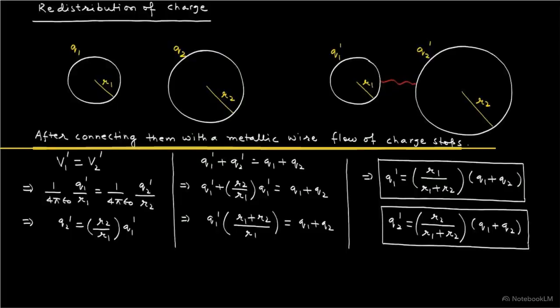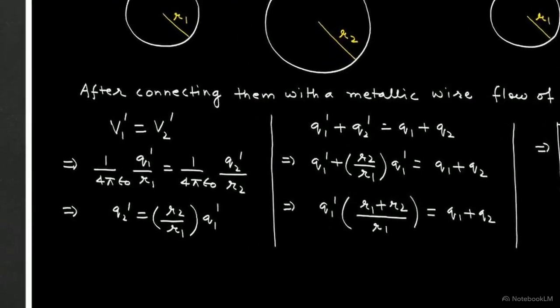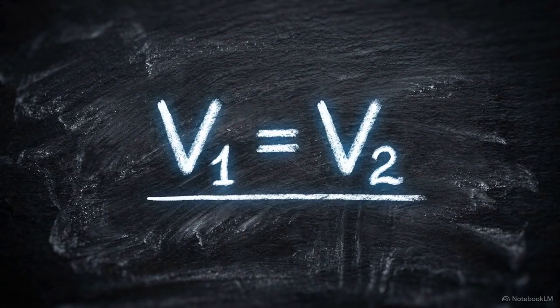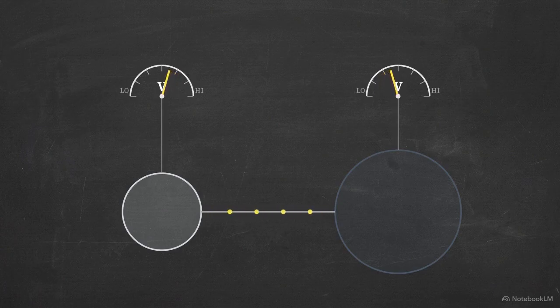The note explicitly states, after connecting them with a metallic wire, flow of charge stops. This flow is driven by electrical potential, or V. In the first column, V1' equals V2'. That equation is the condition for equilibrium. The charge stops moving the exact second the electrical pressure, the potential, equalizes across both spheres.